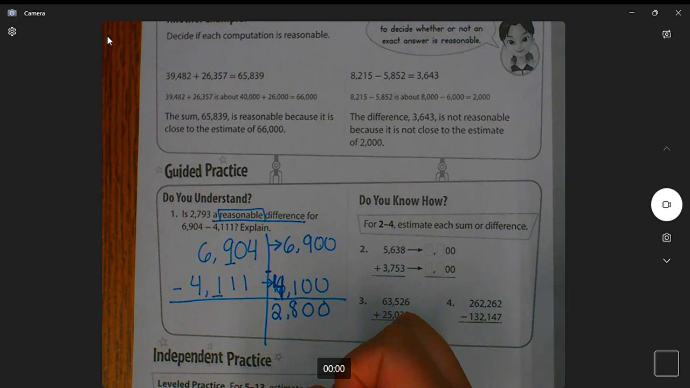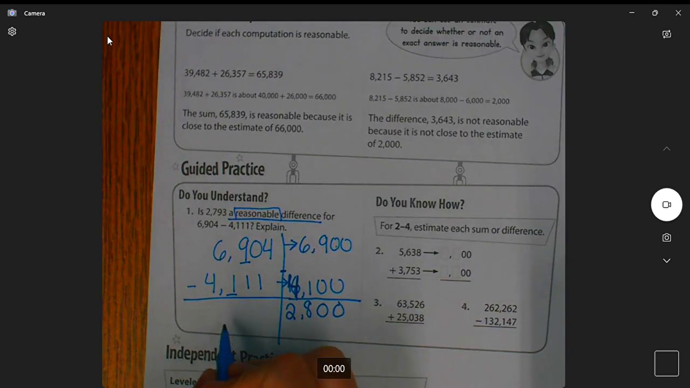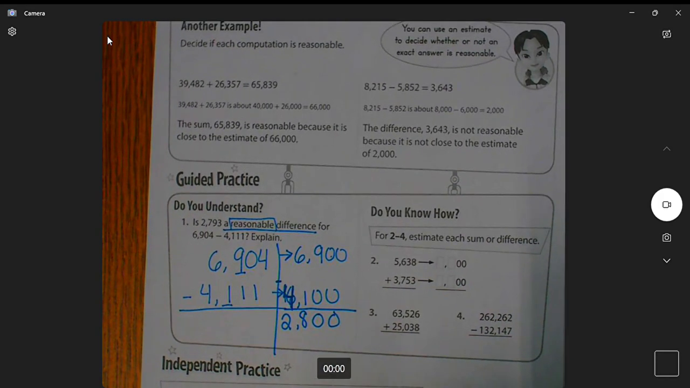Now, just based on my estimation, is 2,793 a reasonable difference for this math problem? I would agree, it is, because I'm only 7 away with my estimate. When you estimate, you want to make sure your answer, your difference, or your sum is in the ballpark, the same area as what you're trying to reach. If you're adding and you get this outrageous number, I would go back and try again. So let's subtract it for real. Let's see if our estimate is close enough to the real answer.